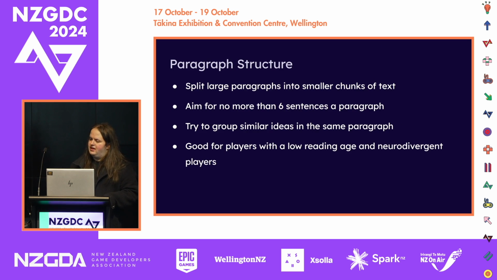So, when writing text, if you want it to be easily readable, then split into smaller paragraphs and try to group ideas together. The guidelines don't have a maximum, but if a paragraph is longer than, say, 6 sentences, then there's probably room for simplification there. If all of the important information was put into the same paragraph without flavor text, this would be much easier to read. Now, this is great for players that have a lower reading age, players who are autistic and might be overwhelmed by big paragraphs. Players with ADHD, they might look at a big paragraph and just say to themselves, no, I'm not reading that.